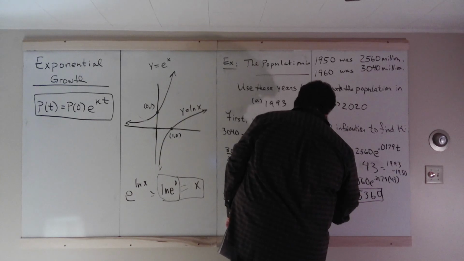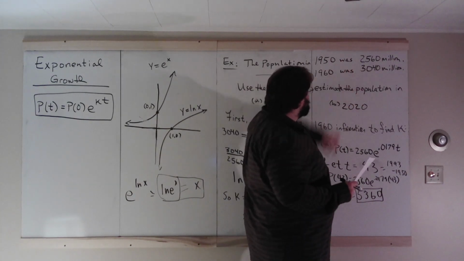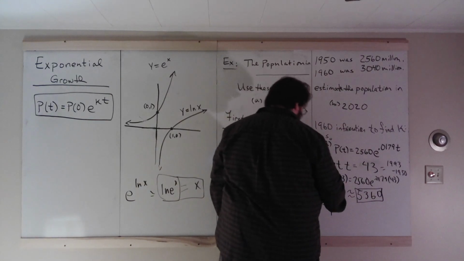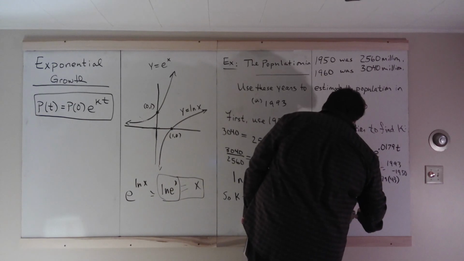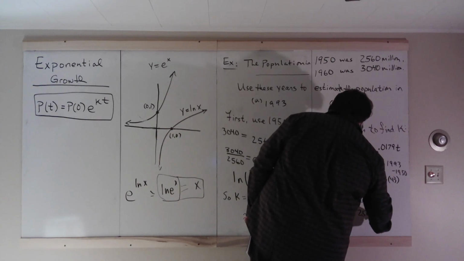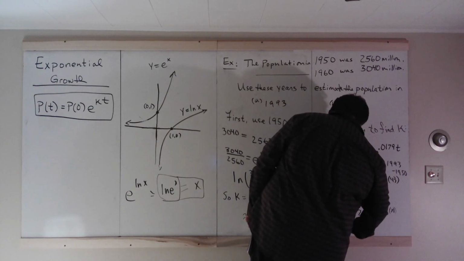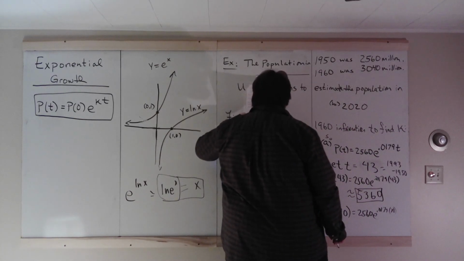Well, for 2020, that's 70 years after 1950. So we need P of 70 equals 2560 e to the 0.0179 times 70. And that's approximately equal to 8224.